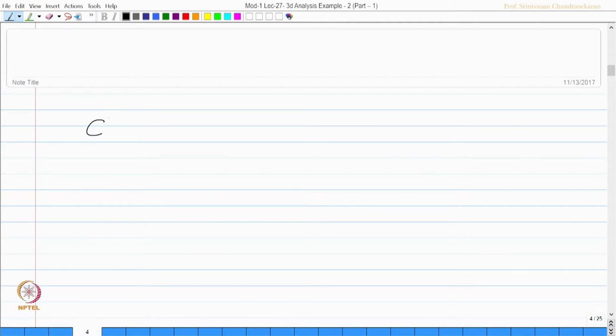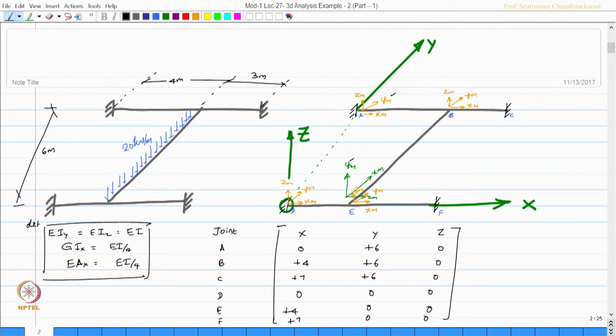So, C matrix actually will have C ij, where i will represent the inclination of the xm axis, and j will represent the inclination of the respective x, y and z axis with xm. Okay. So, let us go for C AB. It is going to be a 3 by 3 matrix, we know that. Okay. Let us see what is the inclination of xm with x.